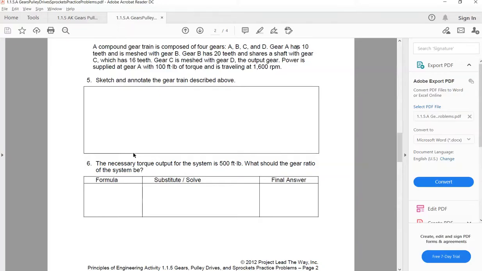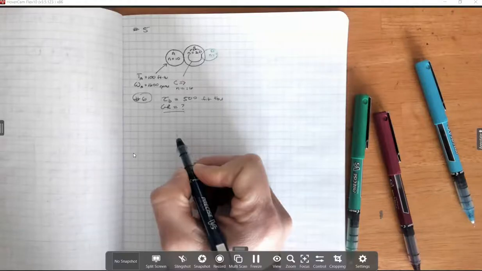All right, number 6. It says the necessary torque output for the entire system is 500 foot-pounds. What should the gear ratio of the system be? So they're not asking us to find the gear ratio. They are. They're asking us what the gear ratio is, but based on the torque being 500 foot-pounds. So we want the torque at D to be 500 foot-pounds. And the question is, what is the gear ratio? Okay.